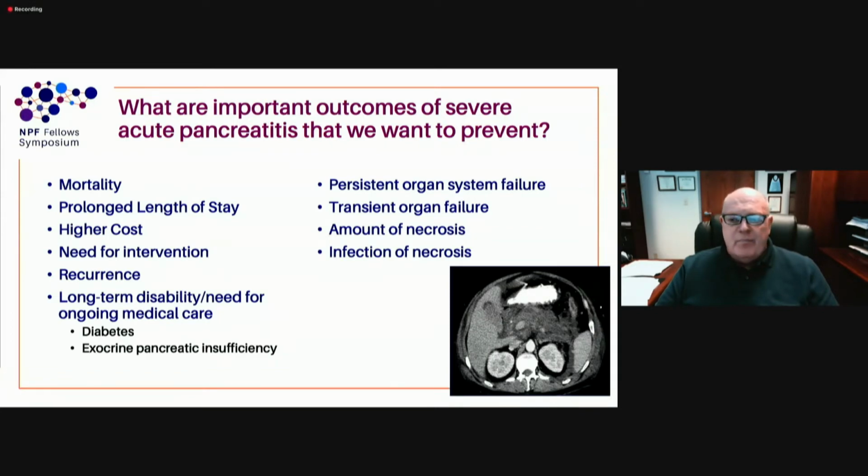But what's really important, what's clinically important, and obviously what's important to patients, is on the left-hand part of this slide. Do they die or not? How long is the length of stay and how costly is it? Is there a need for an invasive intervention? Does the disease recur? And what are the long-term consequences? So much of the clinical literature focuses on the list on the right and not on the list on the left. Next slide.